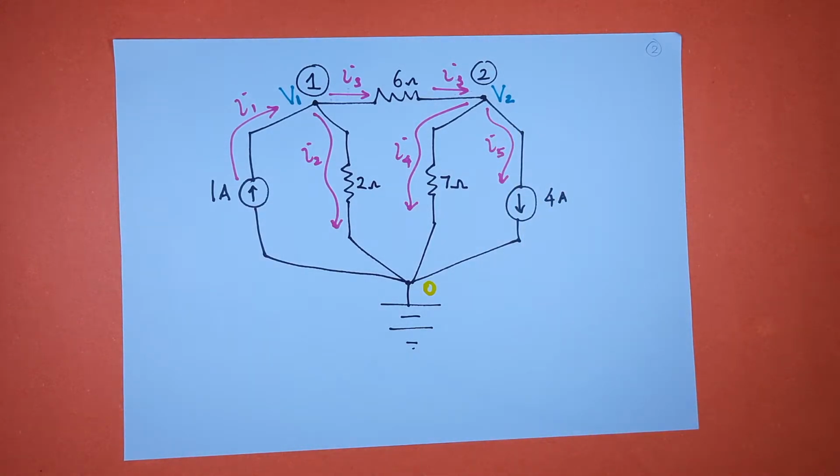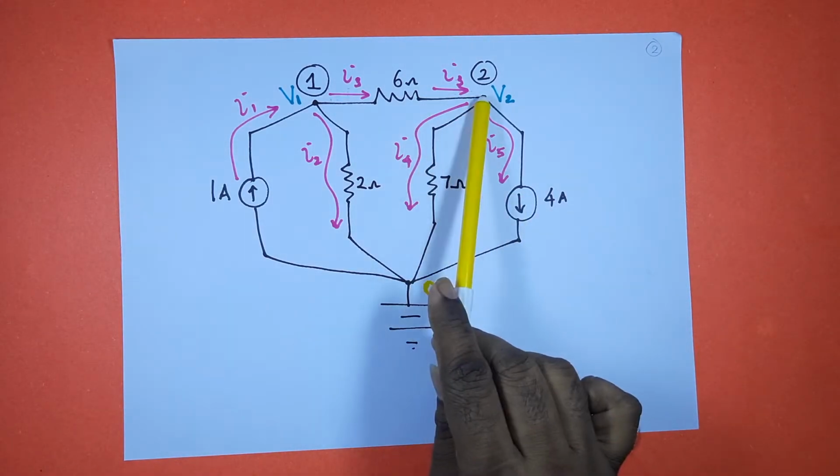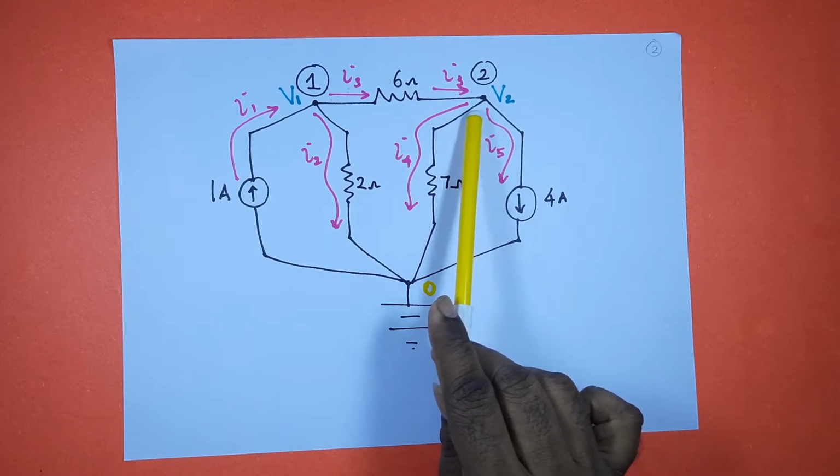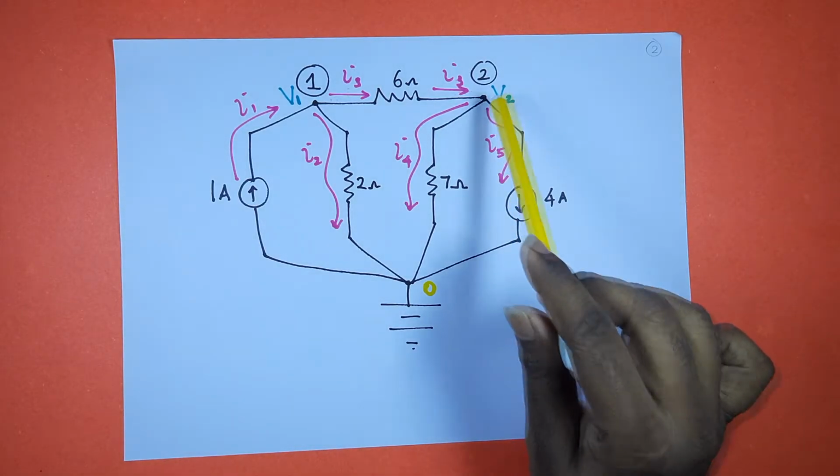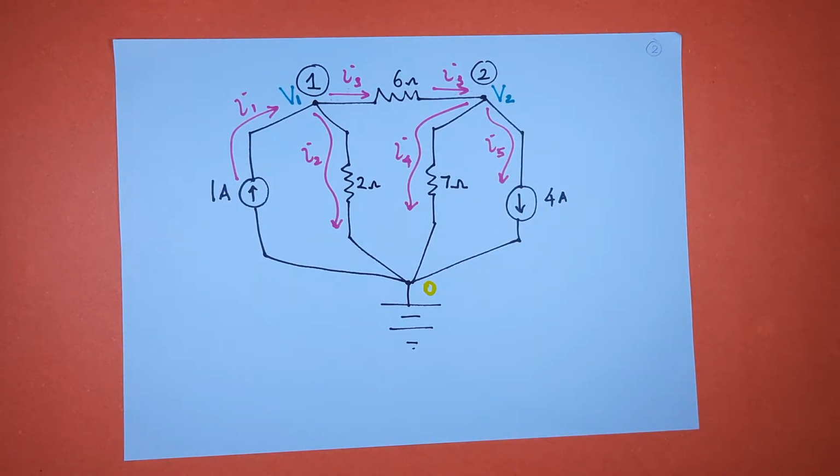Likewise, you have to apply Kirchhoff's current law at node 2. Here I3 is the incoming current, and I4 and I5 are the outgoing currents. The sum of the incoming currents, only one incoming current, I3, equals the sum of the outgoing currents, I4 and I5. So at node 2 you write I3 equals I4 plus I5.